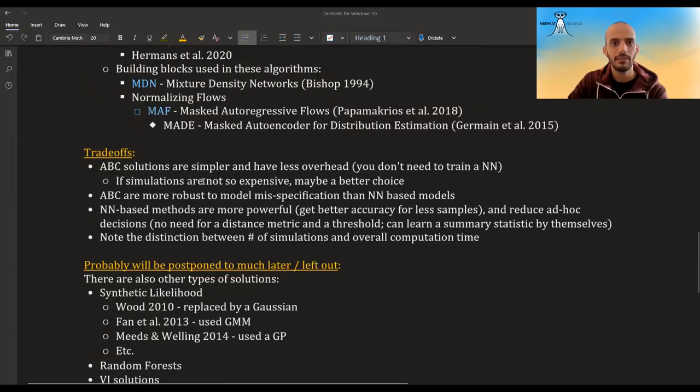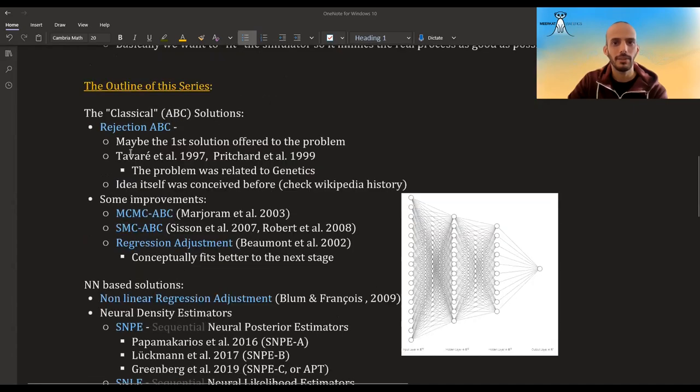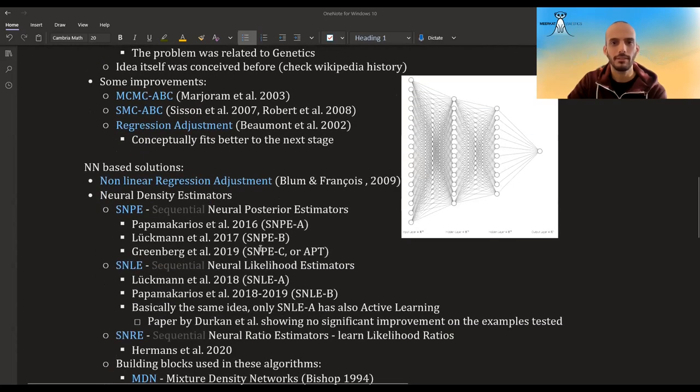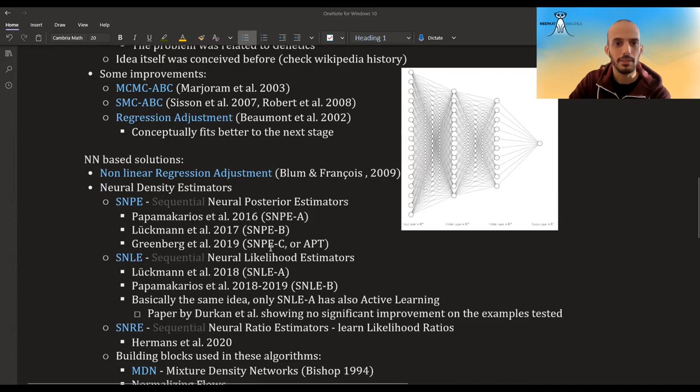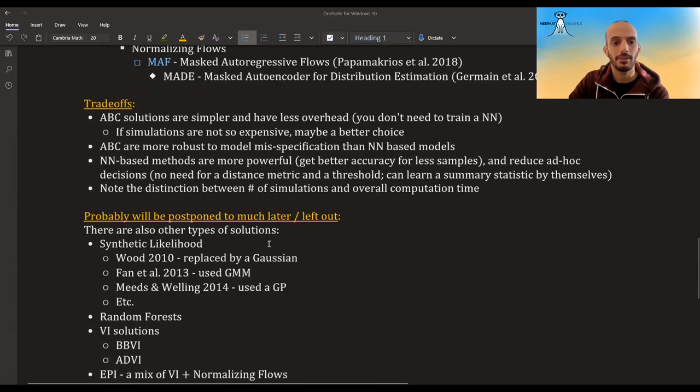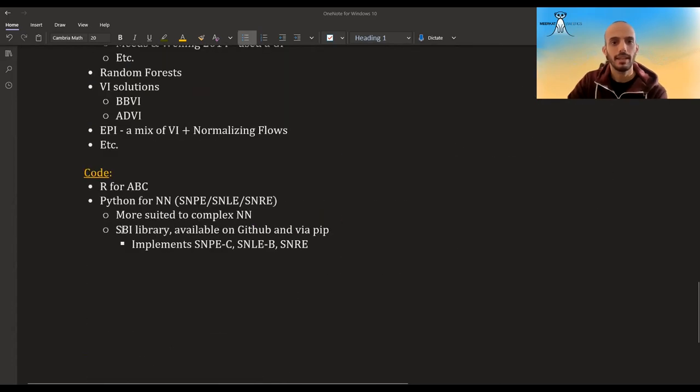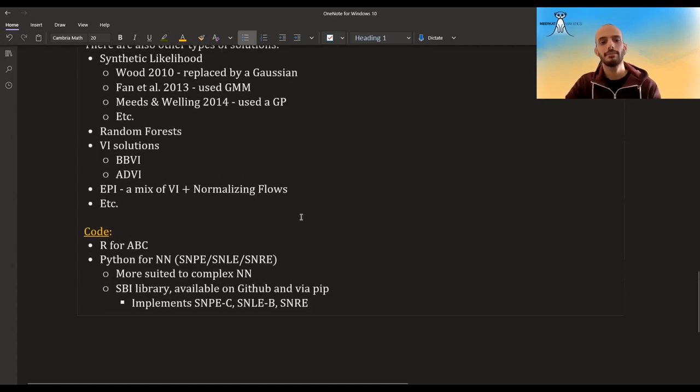Code-wise, for the ABC I will use R because it's maybe simpler. There are also packages in Python, but I think it's simpler to use R here. But once you go to neural networks, I just don't think R is built for dealing with neural networks, so I will use Python. Also, there's already a library that implements SBI algorithms like SNPE, SNLE, and SNRE, and it's available on GitHub. So this is why I will be using Python.